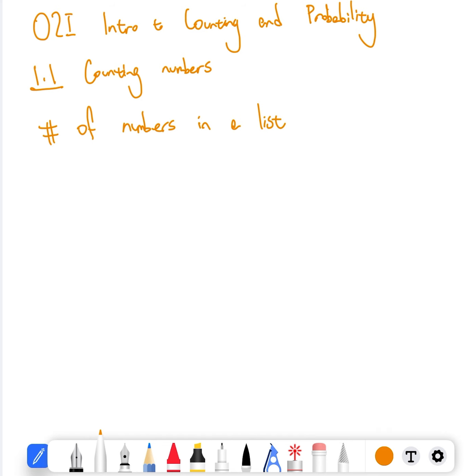So let's say there's a list here in brackets. There's a lot of numbers in here. We're simply counting the number of numbers in this list. This is what this lesson is all about. Let's start with a few examples to understand this.